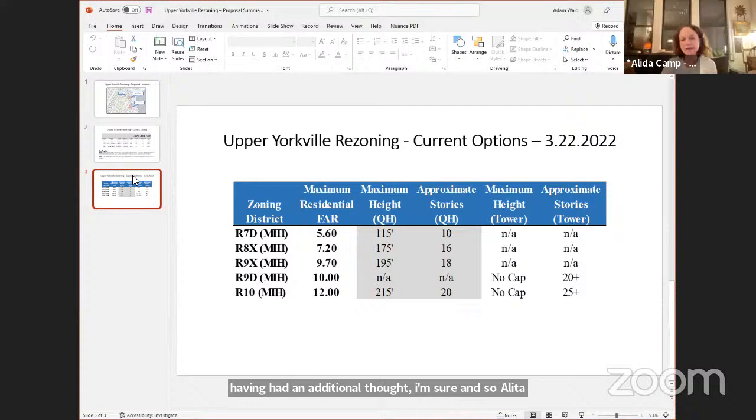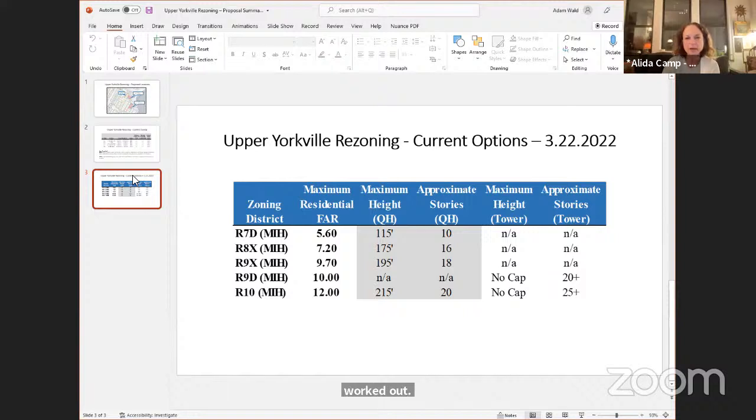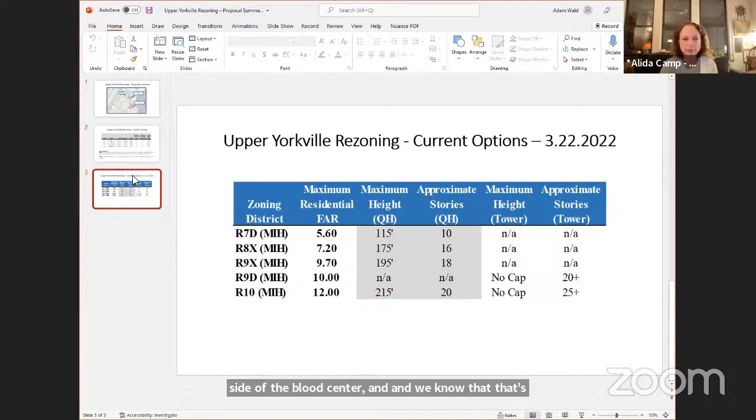I'll be very quick. I think it is good for us as a community to support the kind of affordable housing. Details could be worked out. There was a terrible perception about the Upper East Side at the Blood Center. And we know that that's not true. And we know that we want affordable housing.